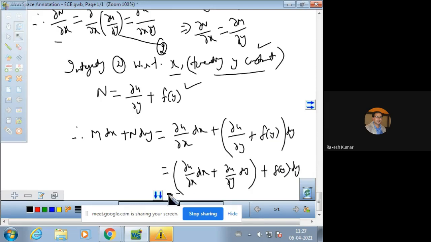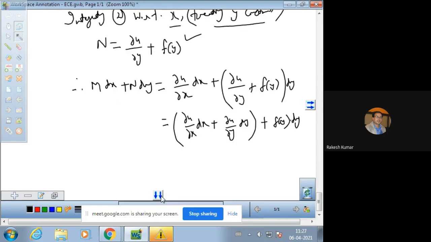And we know that this is the total derivative formula, and this is equal to du, the total derivative, plus f of y dy, and total derivative means differential of u. It can easily be written like this. This is the differential of u.